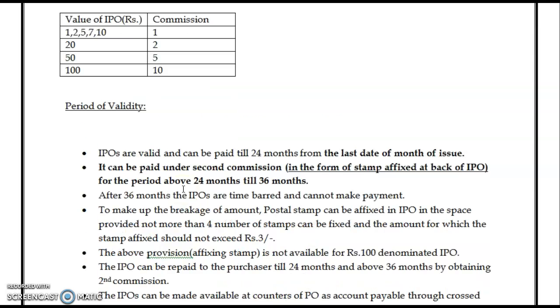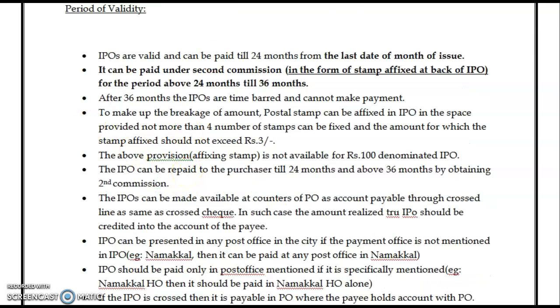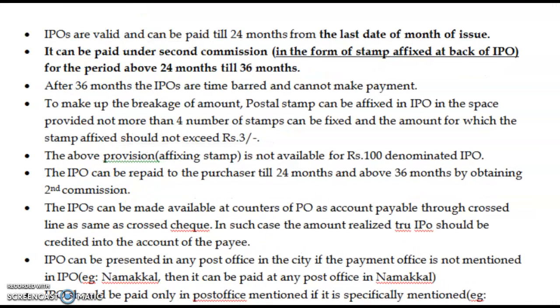Such as the period of validity. See, the IPOs are valid and can be paid till 24 months from the last date of the month of issue. It can be paid under second commission, in the form of a stamp affixed at the back of the IPO, for the period of 24 months till 36 months. After 36 months, the IPOs are time barred and payment cannot be made.